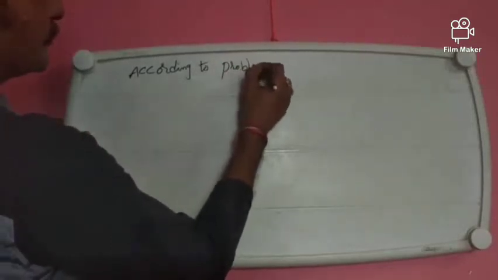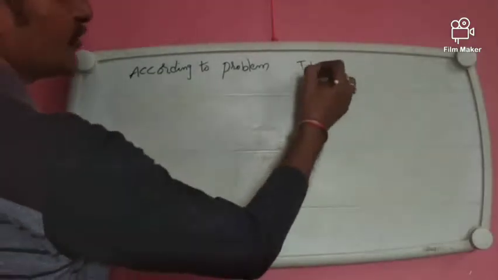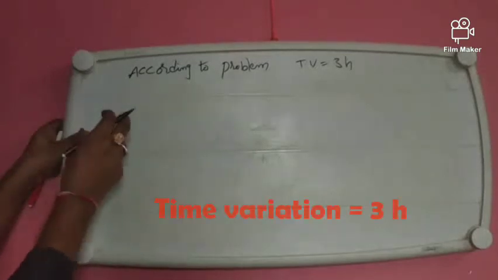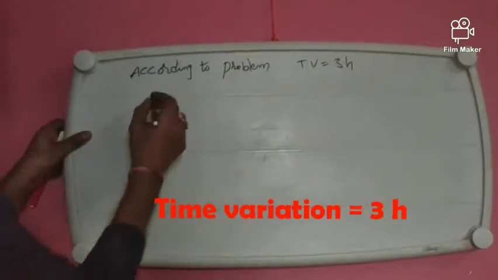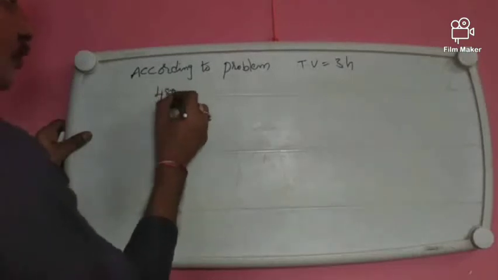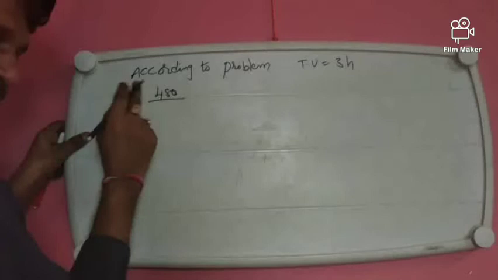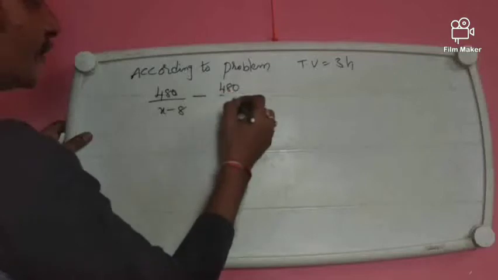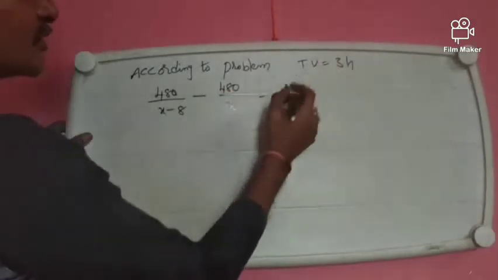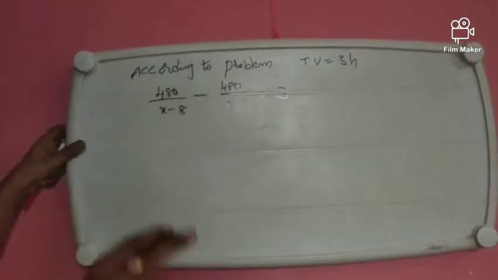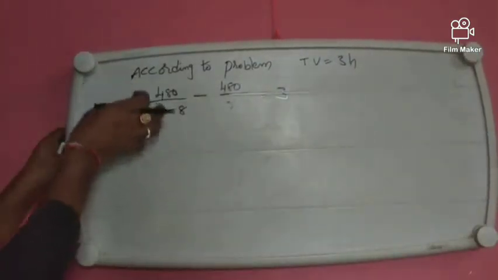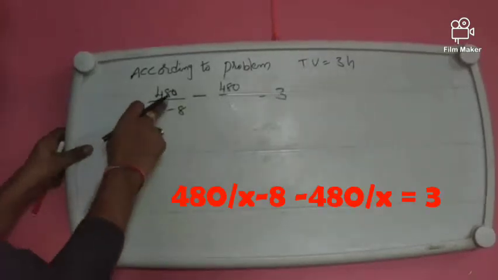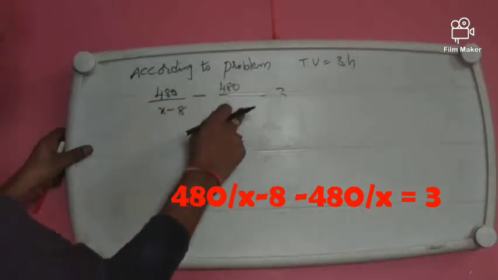According to the problem, the time variation given is 3 hours. How much time variation is given? 3 hours. Time variation is more time minus less time. Here, which is more time and which is less time? The first one is case 2, 480, the total distance, by X minus 8, minus 480 by X is equal to the time variation, which is 3 hours. This is the required quadratic equation of this problem. Now we have to simplify this problem in our own style. 480 by X minus 8 minus 480 by X is equal to 3 hours.